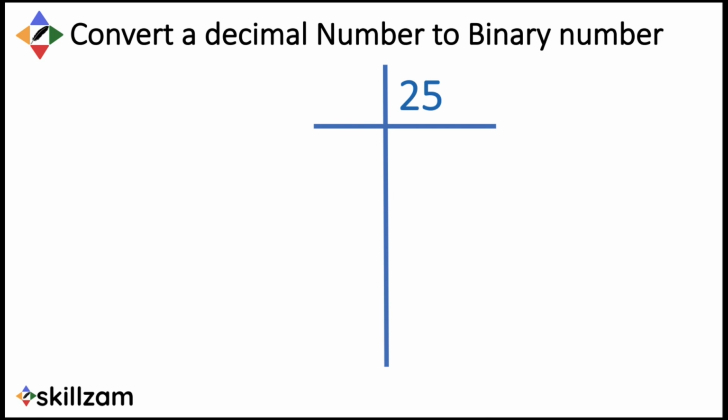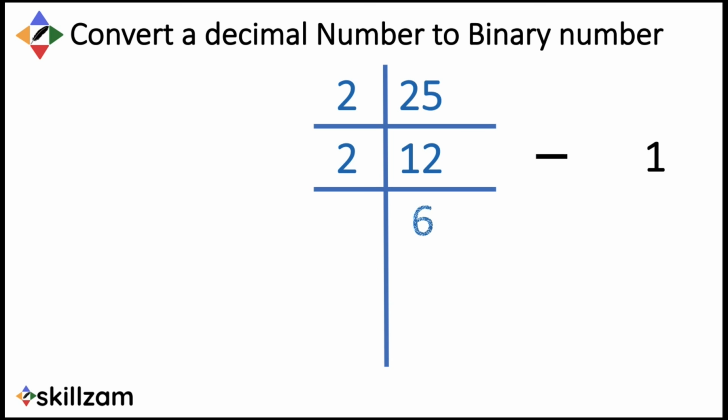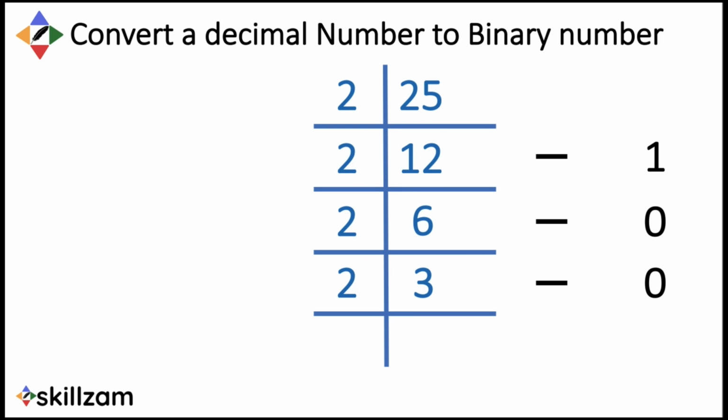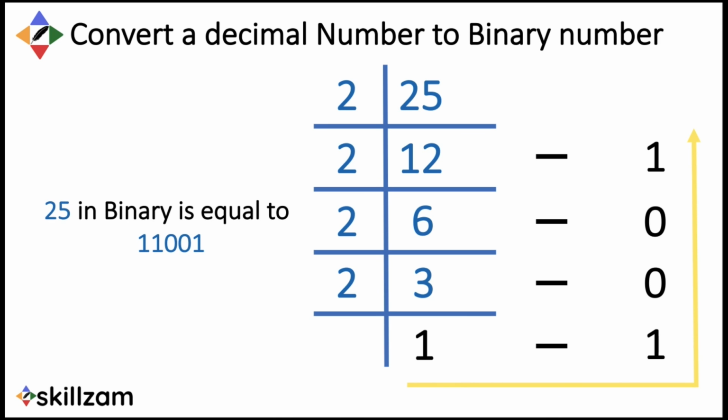divide this number by 2. That is, 25 divided by 2 will be 12 with a remainder 1. Then 12 divided by 2 will be 6 with a remainder 0. Further, 6 divided by 2 will be 3 with a remainder 0. Finally, 3 divided by 2 will be 1 with a remainder 1. Finally, what we can observe here is that decimal number 25 in binary is equal to 11001.